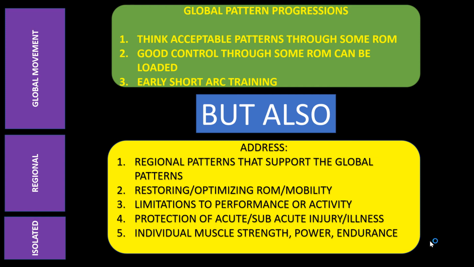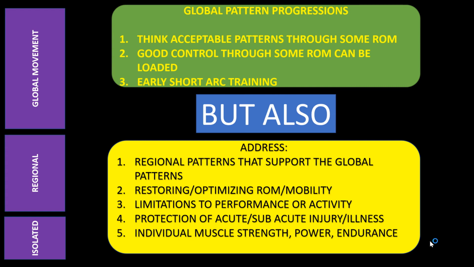With global patterning progressions, we often think about finding acceptable patterns through some range of motion. So for example, if someone has a decent squat at the top end, but has difficulty with a deeper squat, with maintaining knee tracking, or any other concern that they have at that lower end, we would do squatting or sit to stand type patterns at the top end. We would limit the range of motion to what we would consider acceptable movement, and not exhibiting any of the problems that might be causing whatever issue there happens to be.